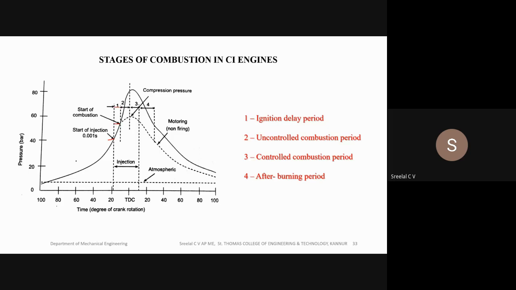Then after that, the uncontrolled combustion period starts, and it starts from here and ends here. Next, the third, the controlled combustion period, will start from here and end here. Then from this point to this point, it is the after burning period. These are the stages of combustion.